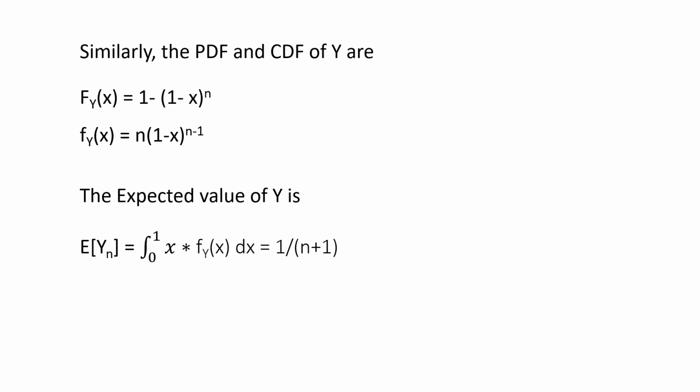Using the exact same approach, we can find the PDF and CDF of y, which turn out to be 1 minus x to the power n, and the PDF is n times 1 minus x to the power n minus 1. And in the same manner, we find the expected value of y, which is the integral of x f of x dx from 0 to 1. This turns out to be 1 over n plus 1.